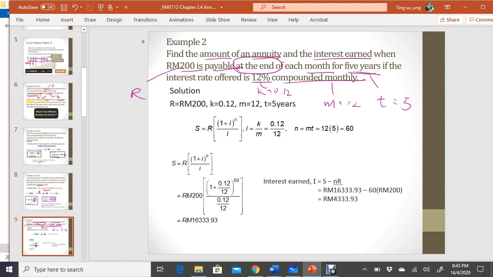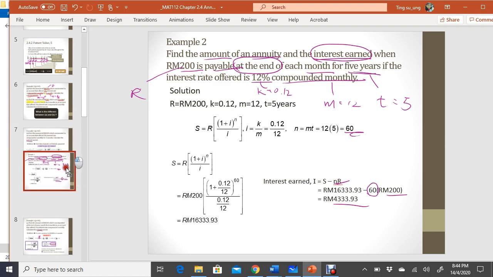Don't forget, the question asks you to find the amount of annuity and the interest earned. So you need to subtract N times R again, because it has been paid for 60 months. Be careful with this. N here is 60, because 5 years means 60 months. Times 200, so you get the interest earned. So this will be example 2.